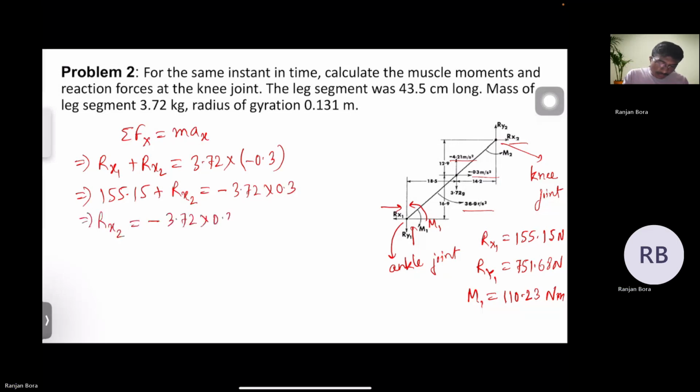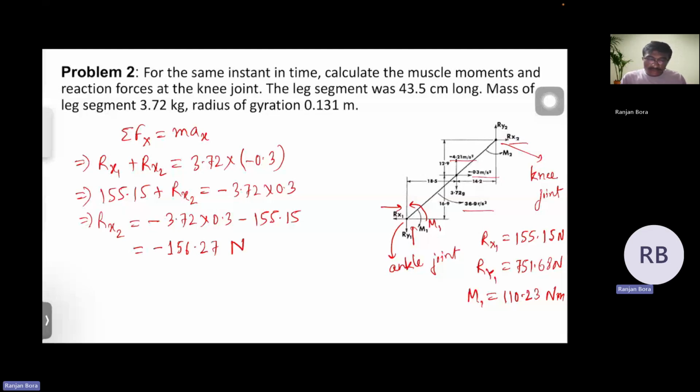From here, Rx2 equal to minus 3.72 minus 155.15, which will be minus 156.27 Newton. So Rx2 is also a negative value, so that means the direction of Rx2 will be the negative x direction.